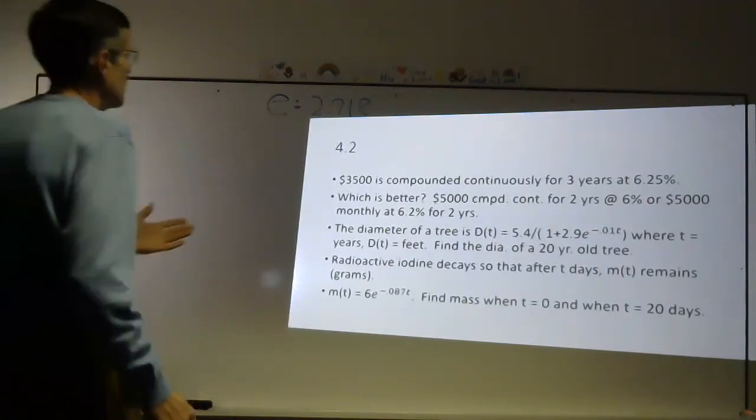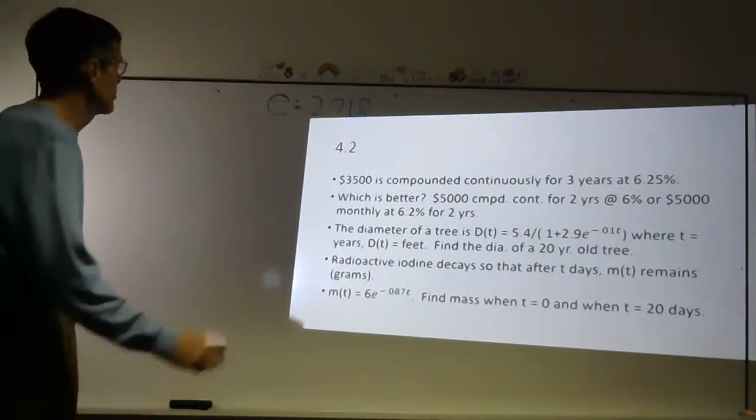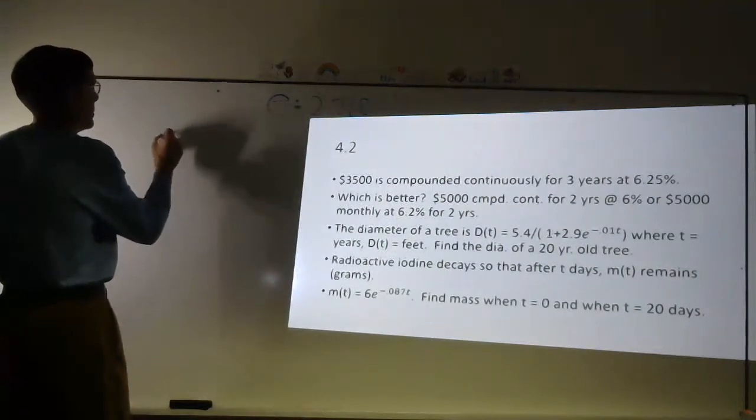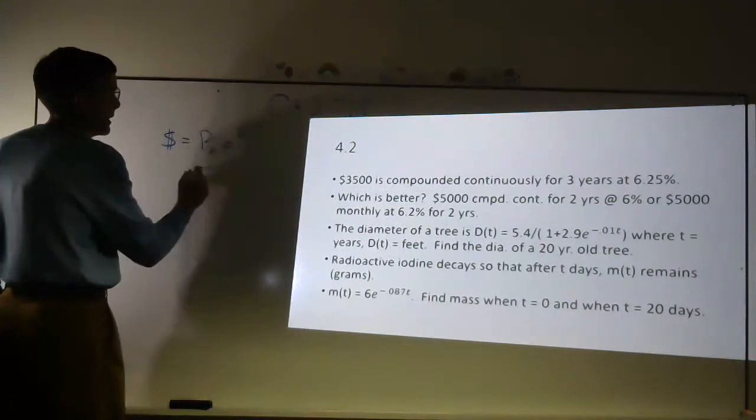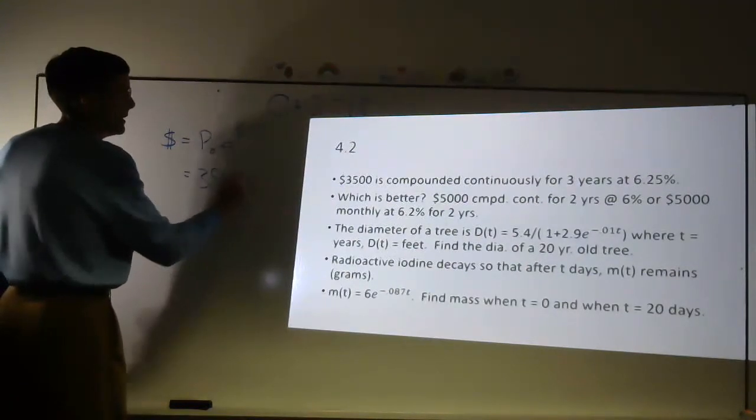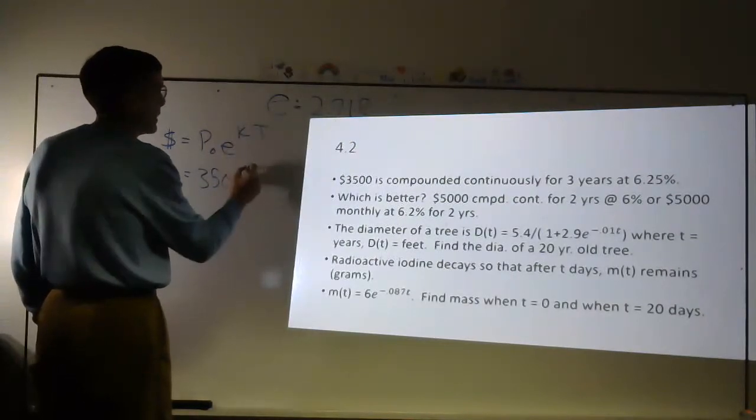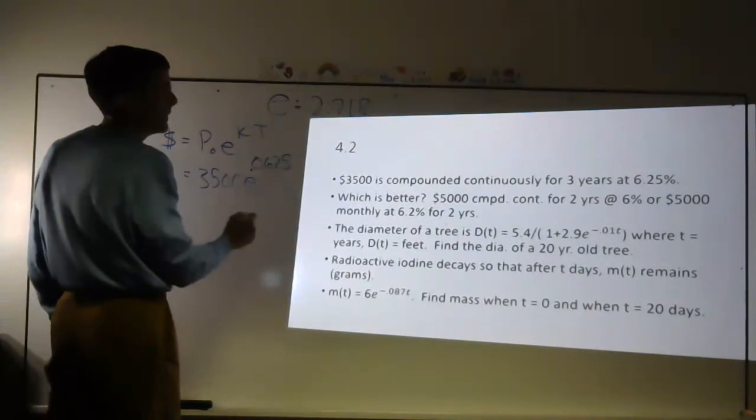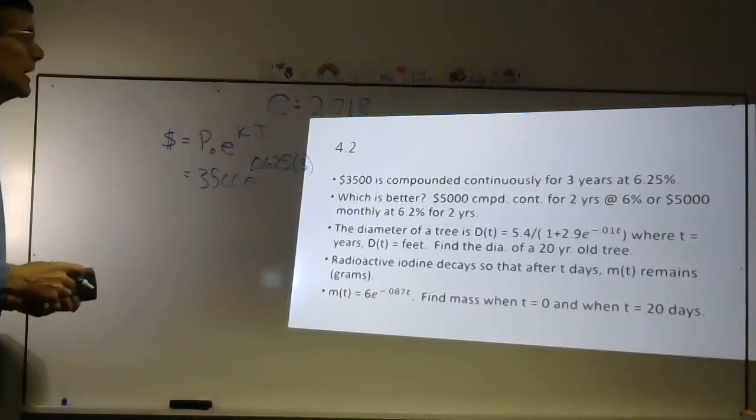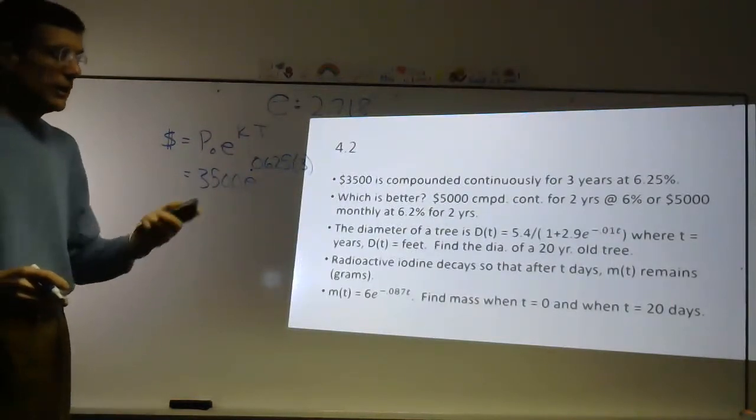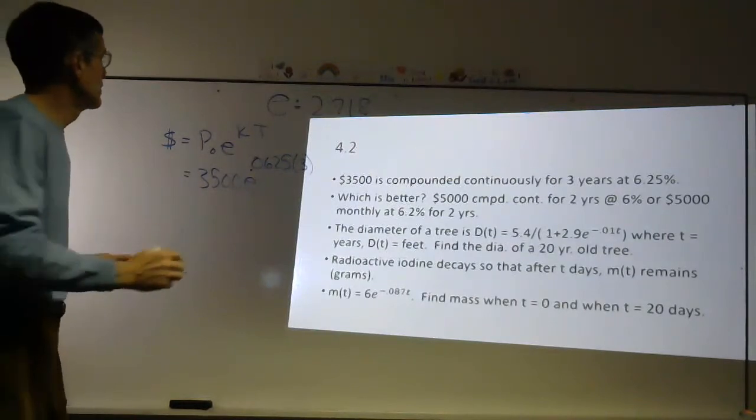Okay, so let's do a problem. $3,500 is compounded continuously for 3 years at 6.25%. Compounded continuously, we know we want to use P naught e to the kt. P naught is $3,500. k is your interest rate, 0.0625, and we're doing it for 3 years, right? Okay, now check your calculator. You should have an e button. For many of you, it will be on a shift of the ln.